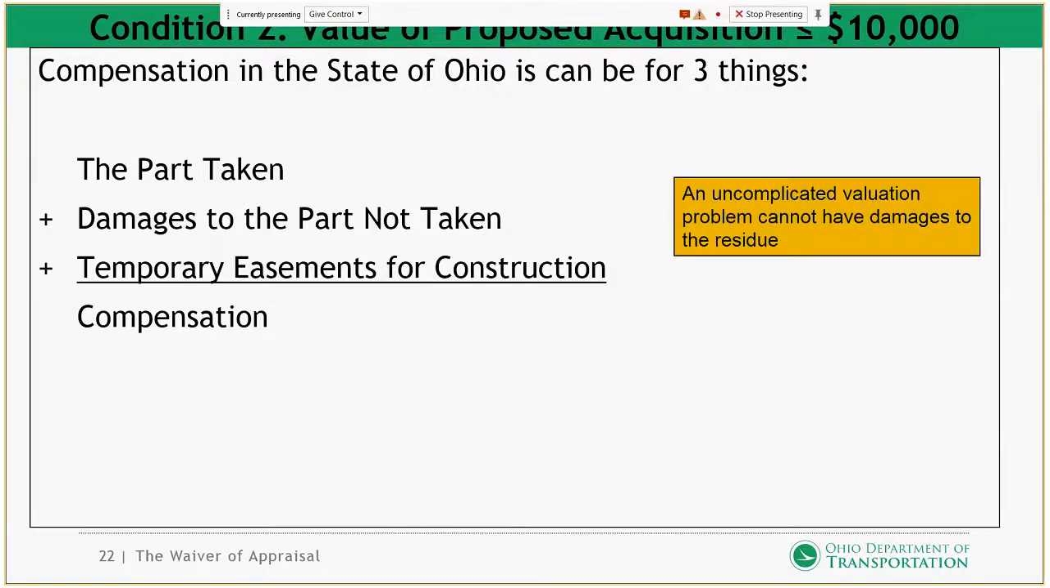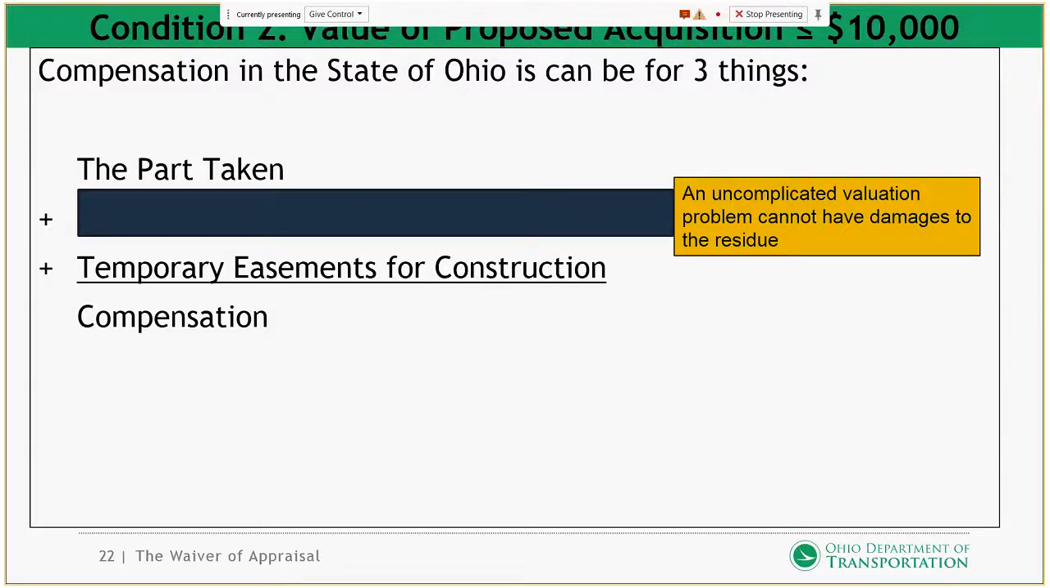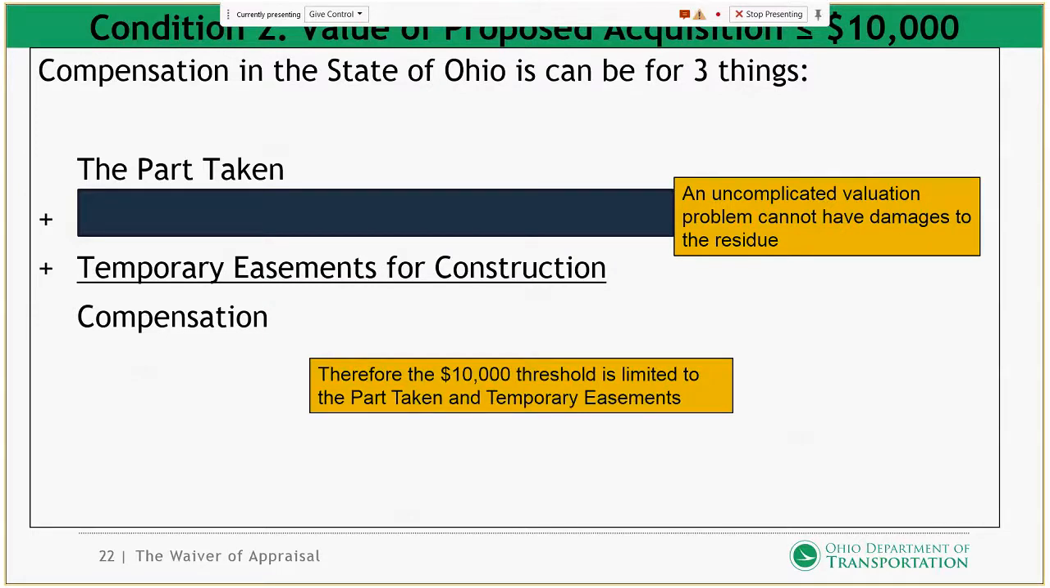With a waiver of appraisal, we have to have an uncomplicated valuation problem that can't have damages to the residue. So therefore, if we take out damages, the $10,000 threshold for a waiver of appraisal is limited to the part taken and temporary easements.